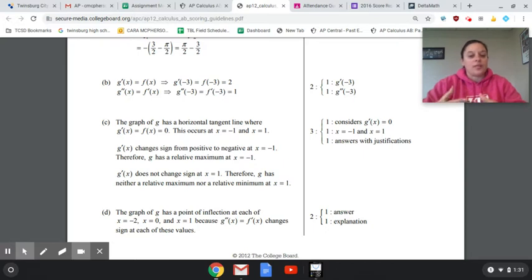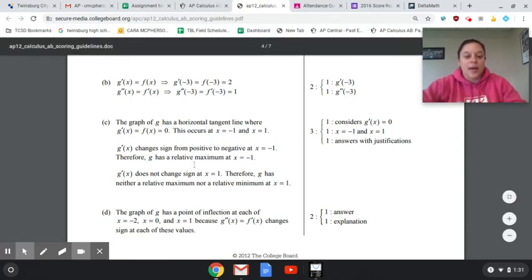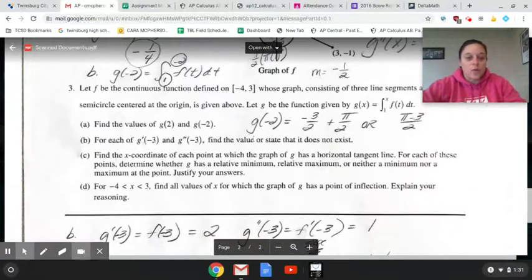So there's a lot that goes into that third point. You do have to have all of that to get that point. So you have to say that there is a maximum at -1 and explain why, and then neither at 1 and explain why. And then finally, the last thing you were asked to do was talk about points of inflection.